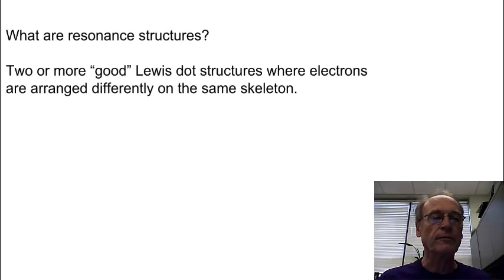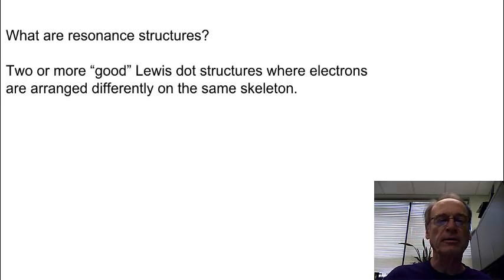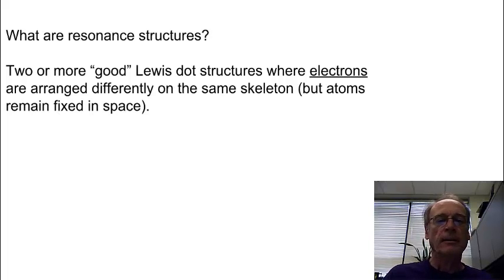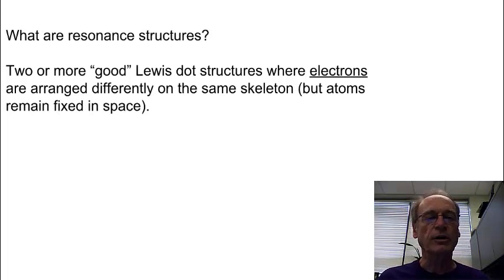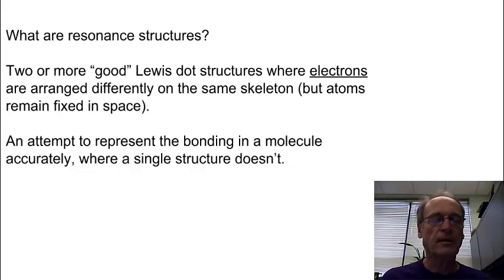Well, from a practical point of view, they are two or more good Lewis dot structures, where the term good is kind of relative, but basically Lewis dot structures that follow the rules, where electrons are arranged differently, but the skeleton remains the same. Now notice, and this is very important, that the atoms have to remain fixed in space. So when you draw two or more Lewis dot structures for the same skeleton, but where electrons are arranged differently, those are what we call resonance structures.